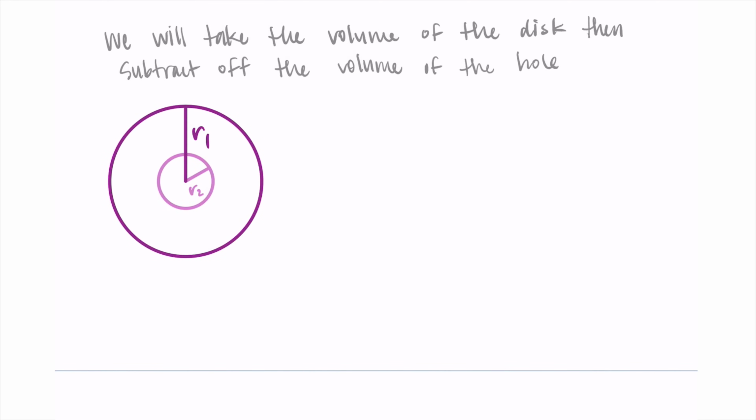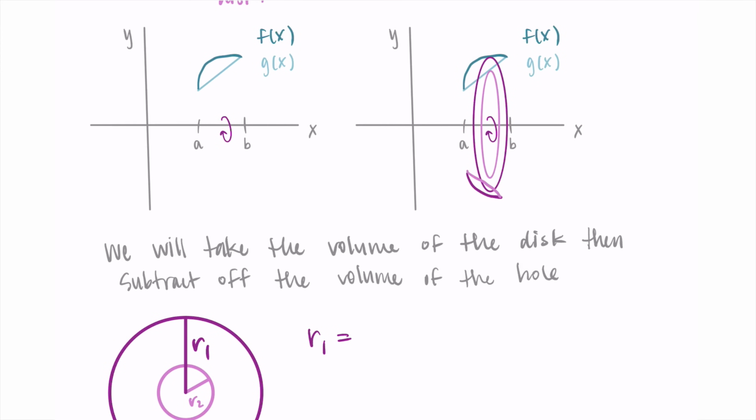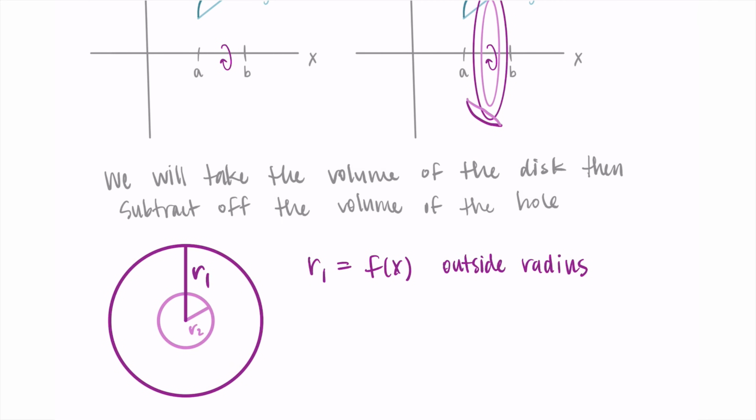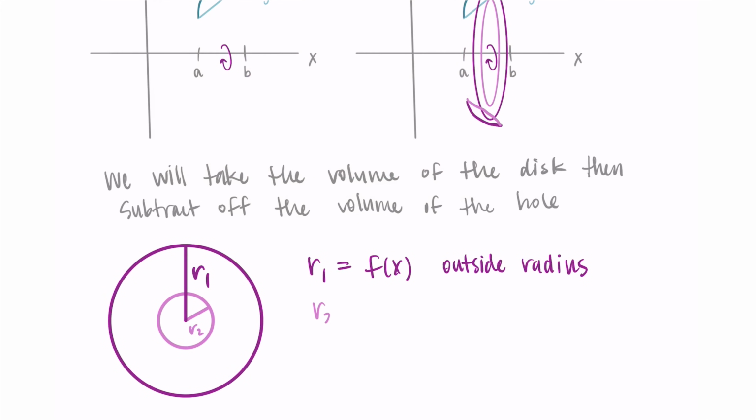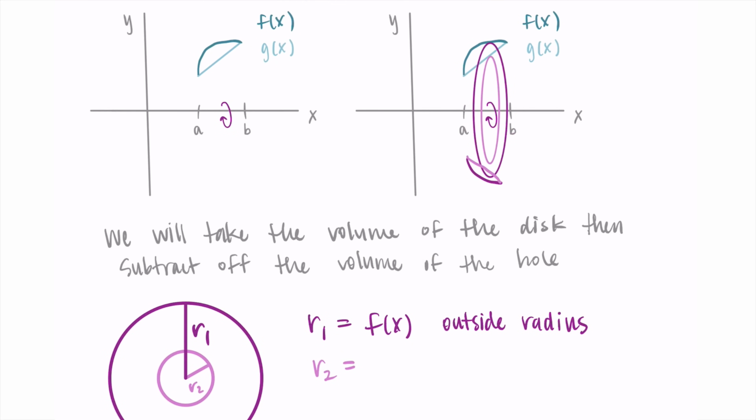Okay, so in this example, the R1 is the outside radius, and that's our function on the outside. So that's our f of x. And we call this the outside radius just because it's sort of on the outside of the volume of the shape we've made. Then we have our inside radius, which is going to be our g of x function.